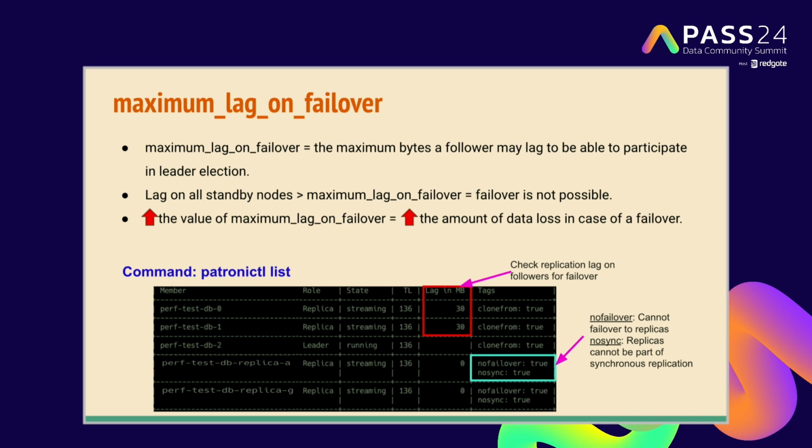So patronictl list will list the current cluster status. As you can see, the lag in MB is the replication lag that Patroni checks on standby nodes. The no failover tag is for read replicas. We don't want to fail over to a read replica, and no sync is we don't want read replicas to be part of synchronous replication.